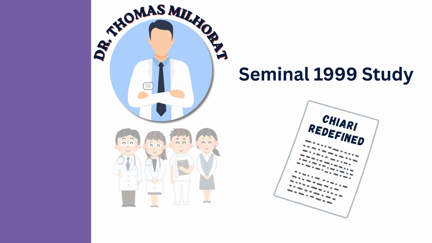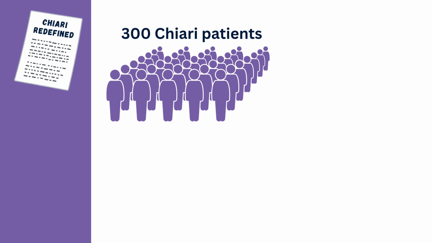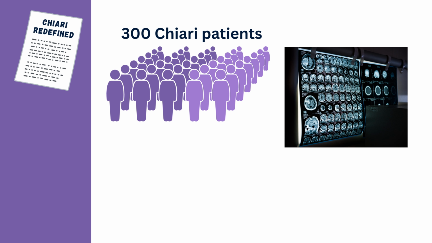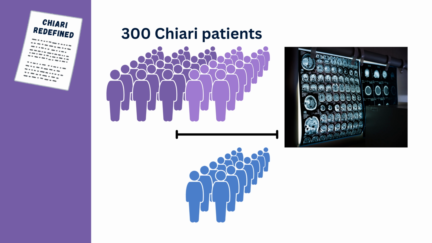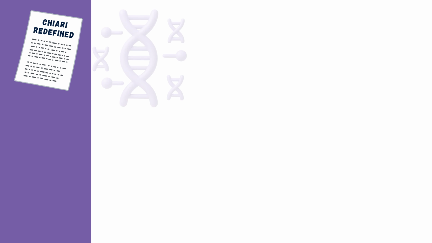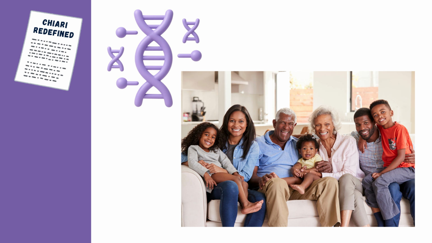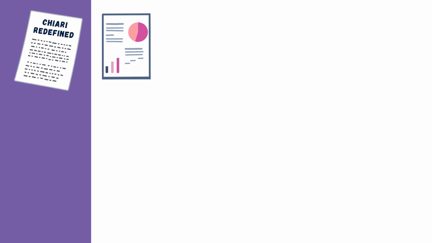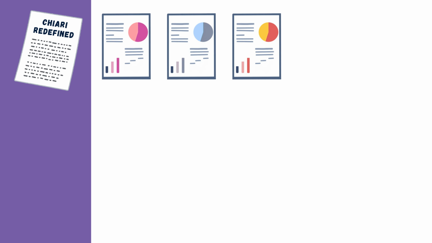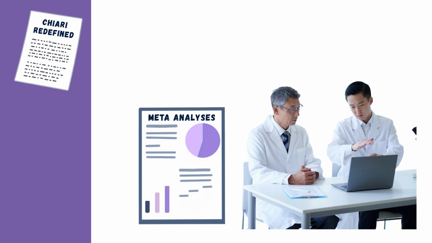Dr. Milhorat and his colleagues published their findings on over 300 Chiari patients they had treated and also compared MRI findings from a subset of them to a matched control group. Finally, they looked at the possible genetic transmission of Chiari by examining families with multiple affected members. As the data from these types of studies accumulated over the years, it enabled researchers to combine them into meta-analyses.